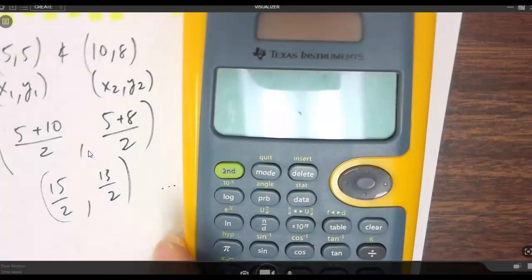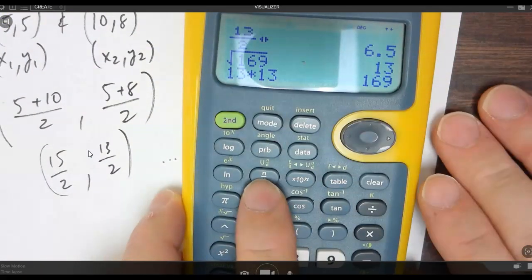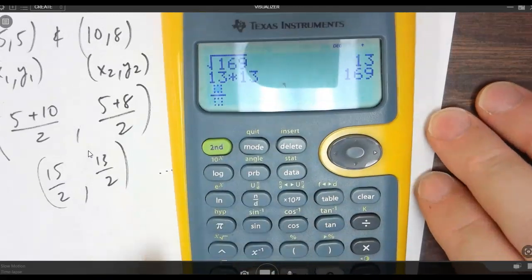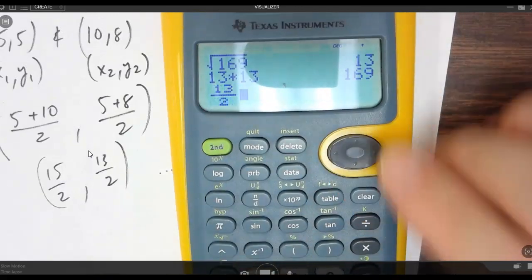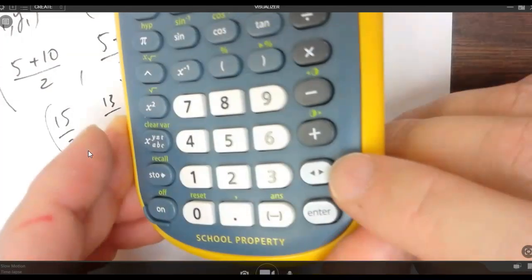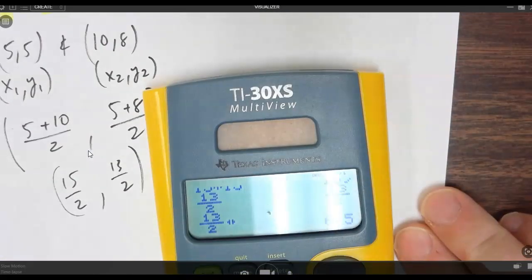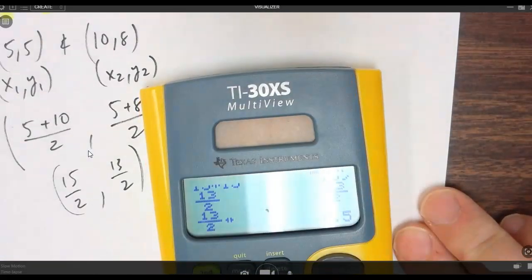We sure could have entered that in. We just would have had to use the numerator over denominator button. And then put 13 over 2. And it would have given me 13 over 2, but there's a toggle button that gives you a decimal equivalent. That's to the right of the 3. And that gives you 6.5. Okay?